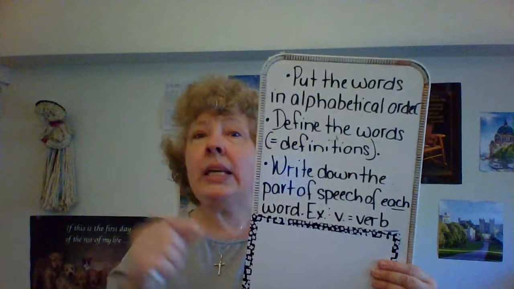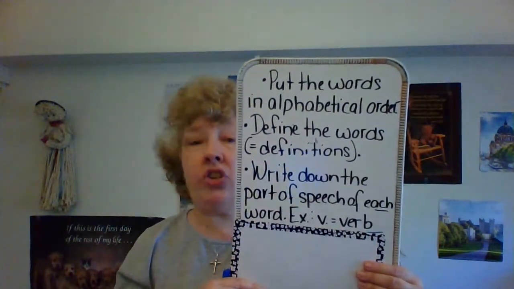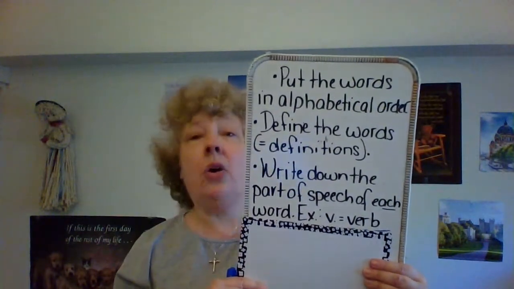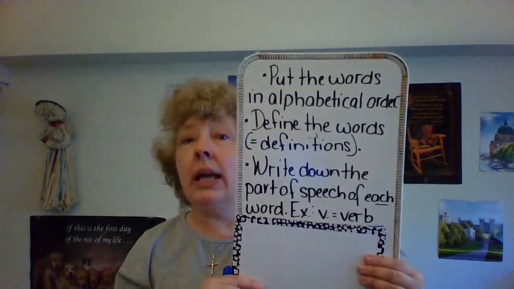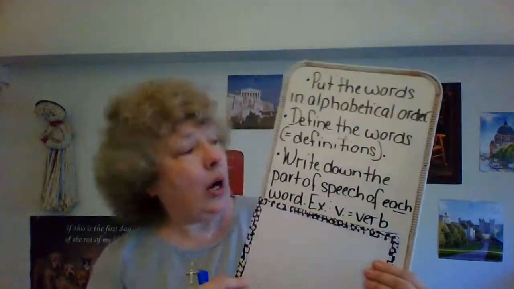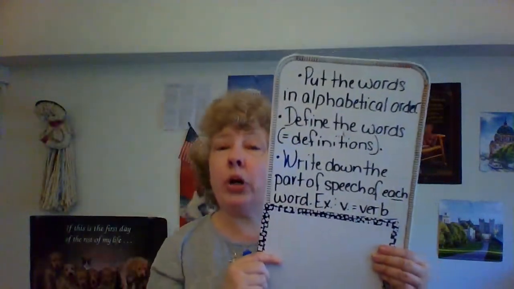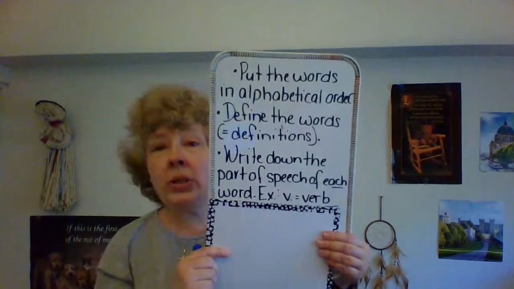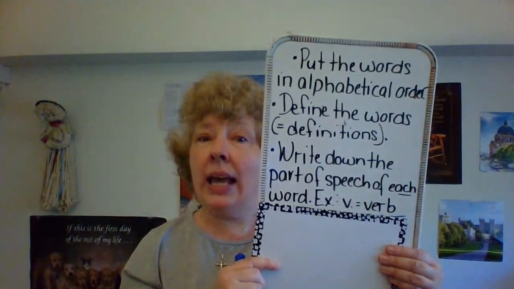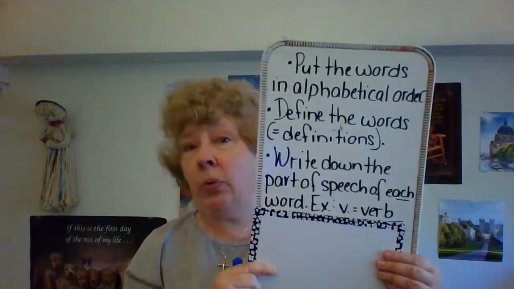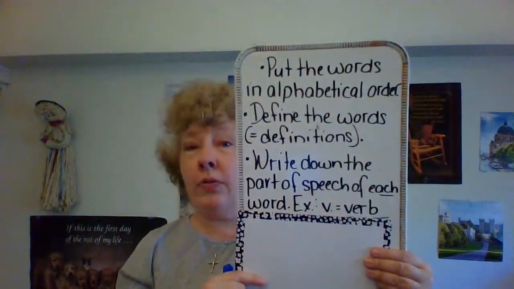So following the word, you will find the part of speech. As I said, it could be V period or N period or ADJ, which stands for what? Yes, adjective. So I want you to write down the part of speech of each word. So if you found the word cookie, what would the dictionary tell you is the part of speech? It would say cookie and then N period, which would stand for noun. Okay. Example, V period would stand for verb.